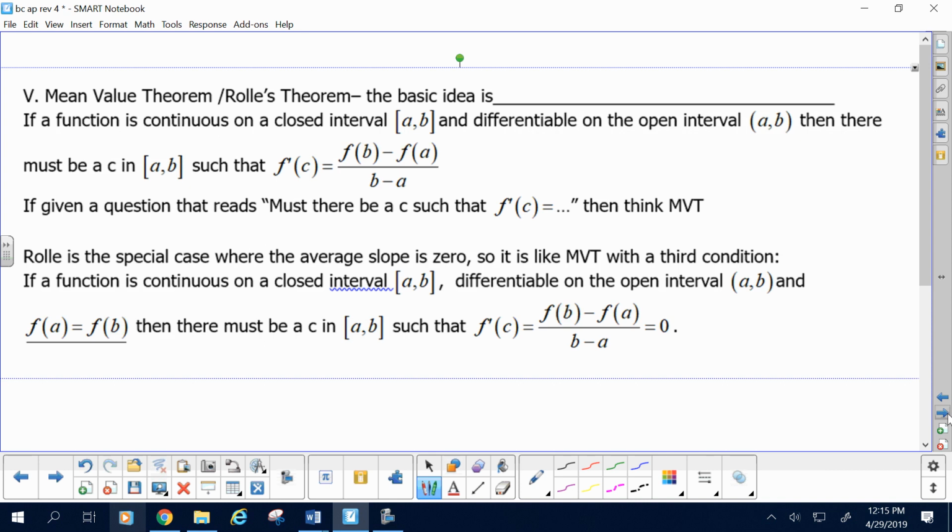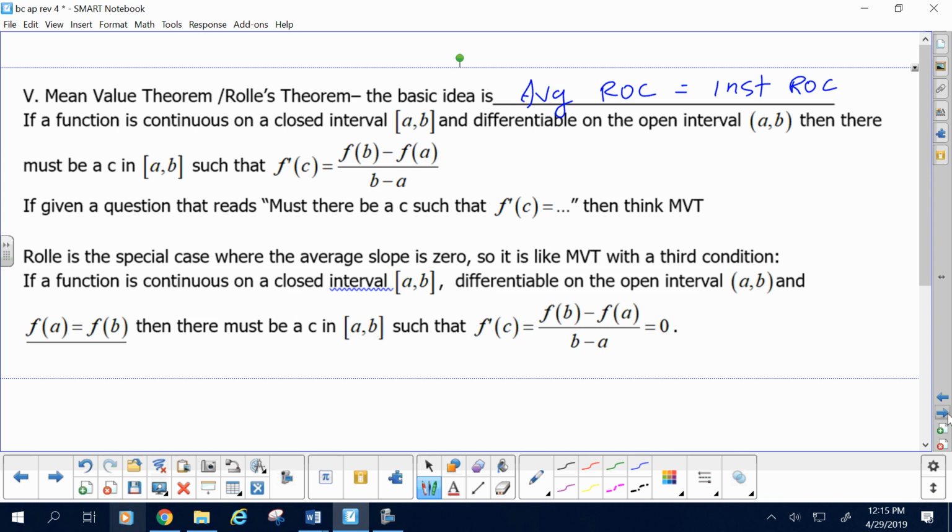It's been a while. What's the big idea? Mean value theorem. If you were to explain it in normal words, what is mean value theorem? Under certain conditions, there's a place where average rate of change equals instantaneous rate of change. Average rate equals instantaneous rate of change. Again, under certain circumstances. The circumstances are that it's got to be continuous on the closed and differentiable on the open. And those need to be stated on a free response question, that they're met.